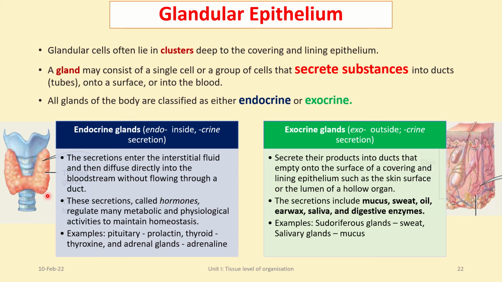This is an image of the thyroid gland, which is located somewhere near our trachea. The other type of glands are the exocrine glands. Exo meaning outside, crine meaning secretion.